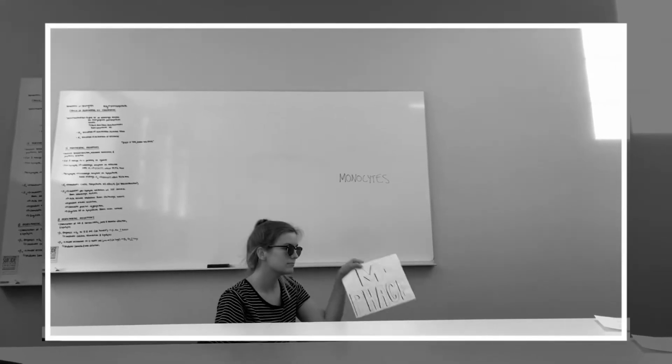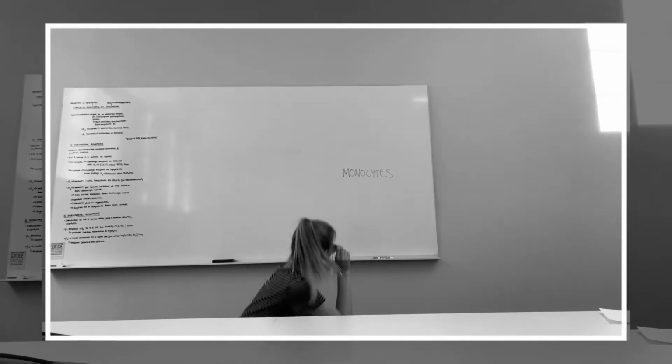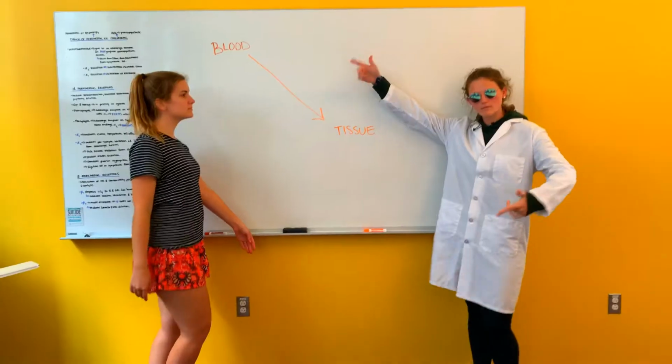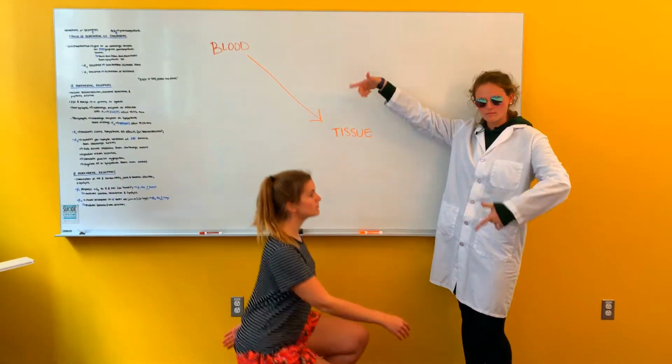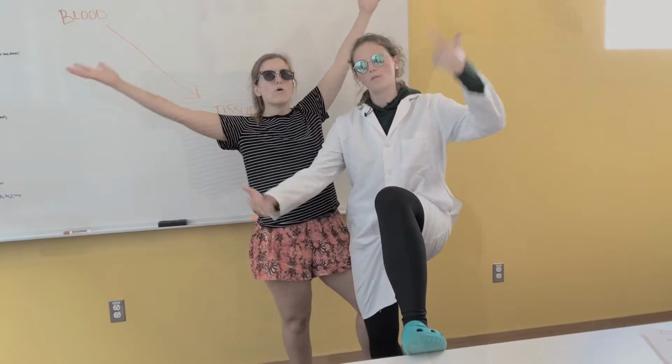Next on the list we have mononuclear phagocytes. In the blood they're referred to as monocytes. When they move from blood to tissue they are known as macrophages, which have increased longevity and last for ages.